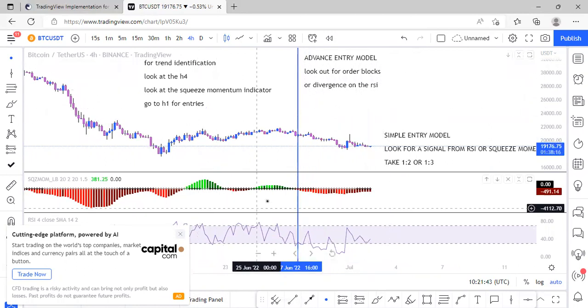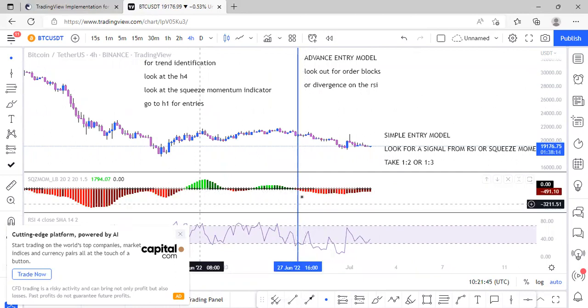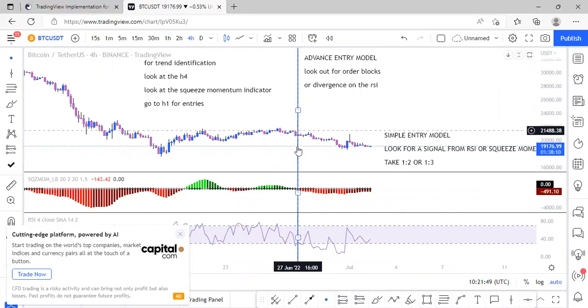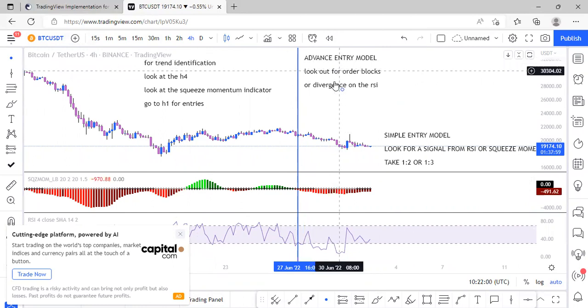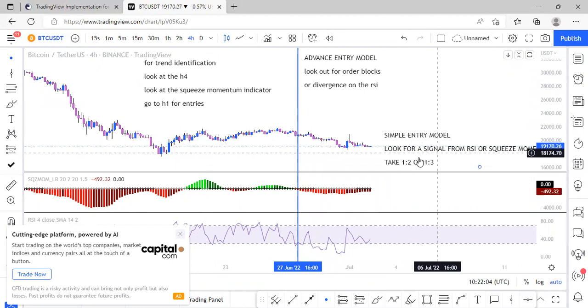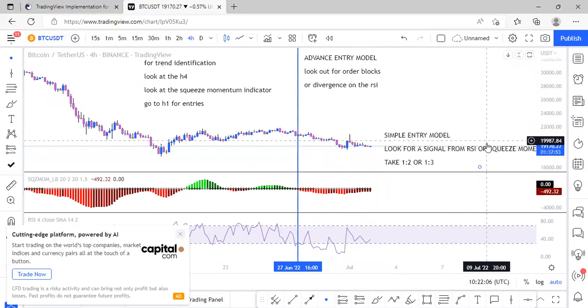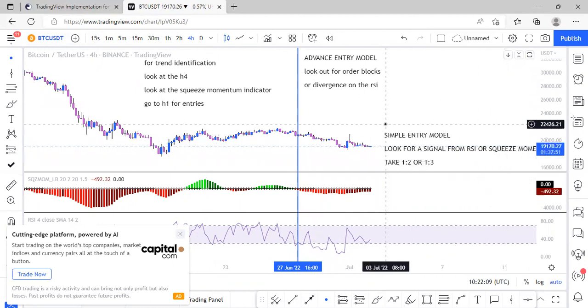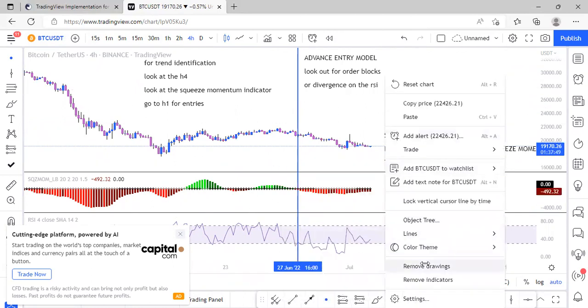So for trend identification, we're looking at the word squeeze momentum. It has to be colored red or colored green. You put a line from where the red color starts so that anything you're doing on BTC is only towards taking sell positions. So for the advanced entry model, we're going to look out for order blocks or divergence on the RSI. And then simple entry model, look out for signal from RSI or squeeze momentum. And that is what I'm going to be explaining shortly.